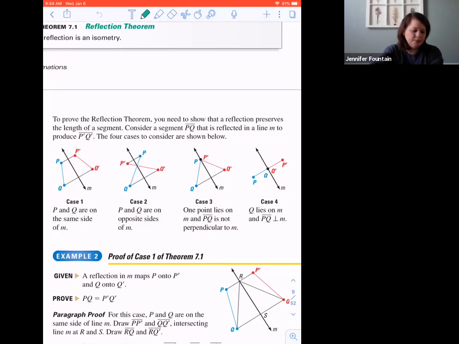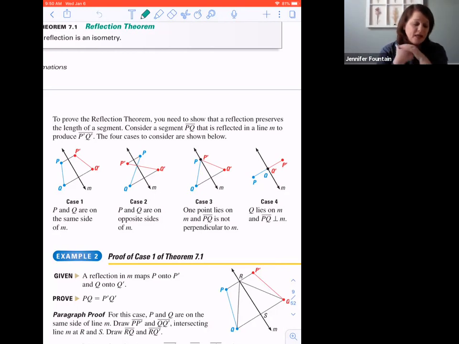So if we look at case 1, and I look at PQ, and then P prime, Q prime, I would have to be able to prove that from P to Q is the same length as from P prime to Q prime. And that from P to P prime is the same length as, I'm sorry, I said that wrong. That PQ, the length of PQ is congruent to the length of P prime Q prime. Case 2, I have P and Q on opposite sides of M. So I can see the line of reflection is M. So I would have to see that my distances are the same there.